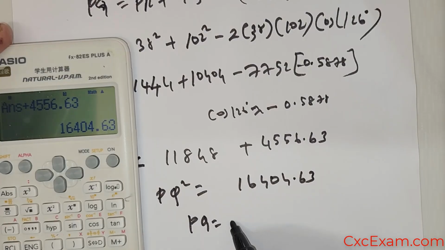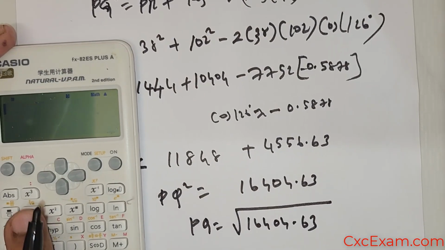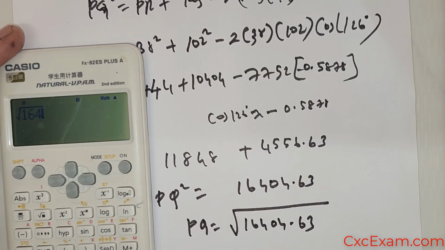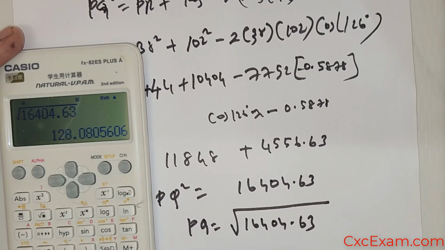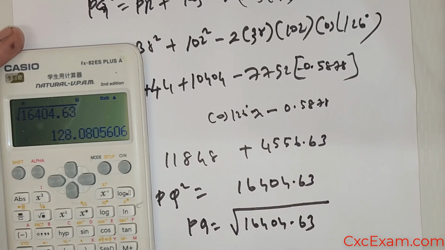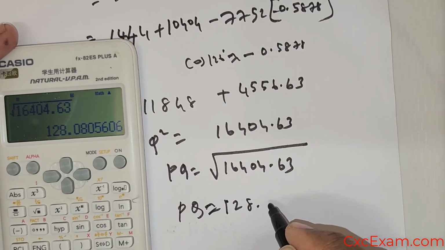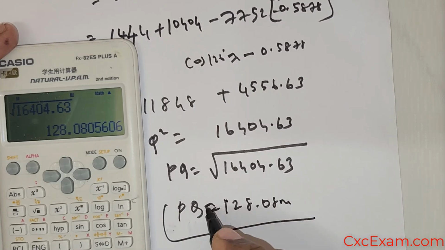So PQ is equal to the square root of 16404.63. That gives me a value of approximately 128.08 meters. So this is an approximate value.